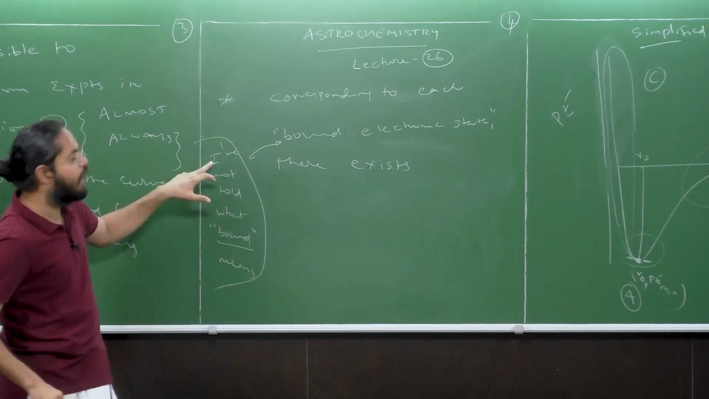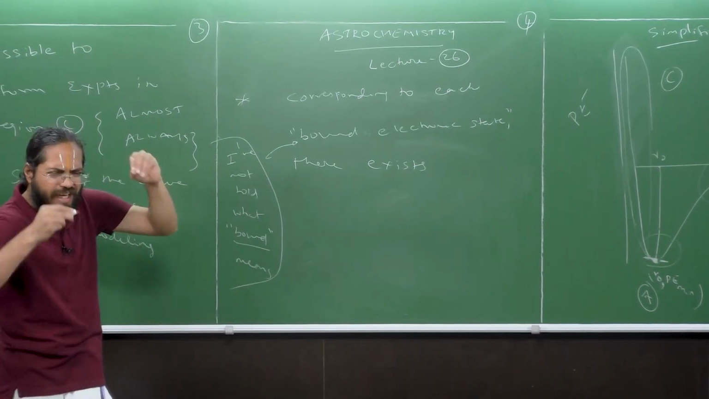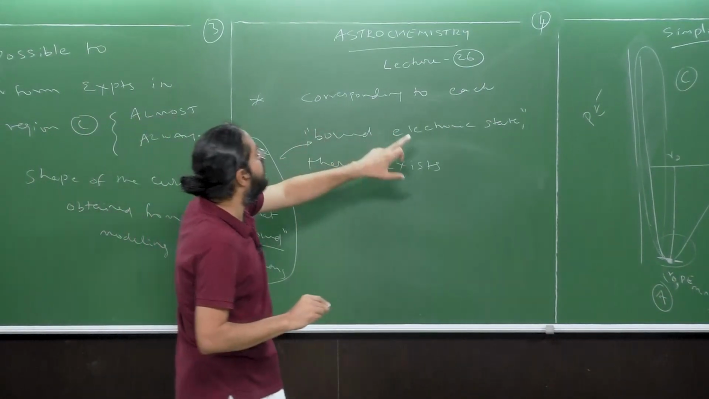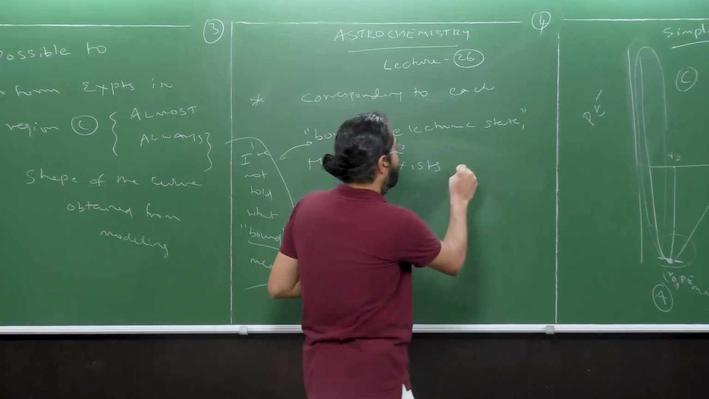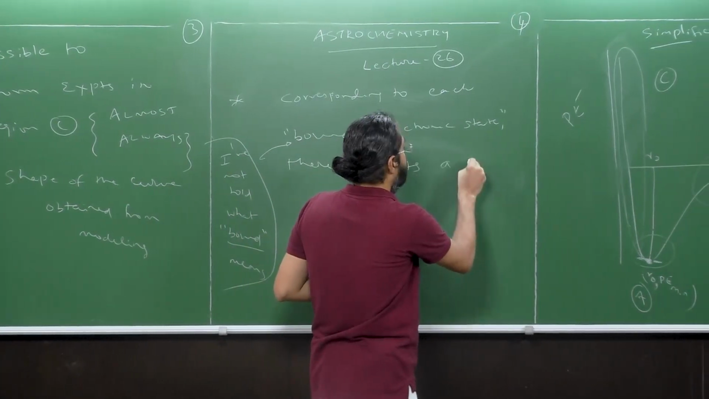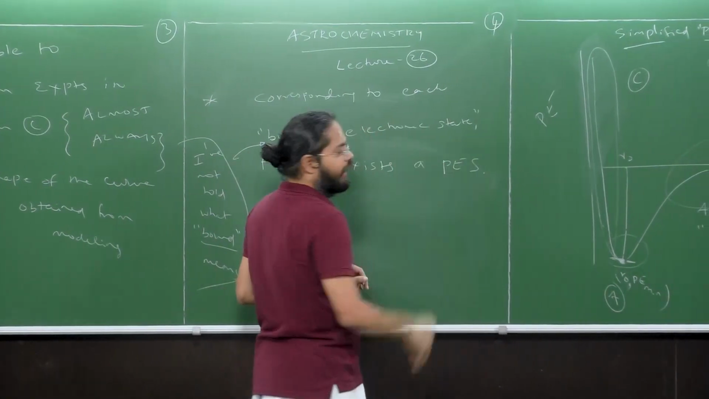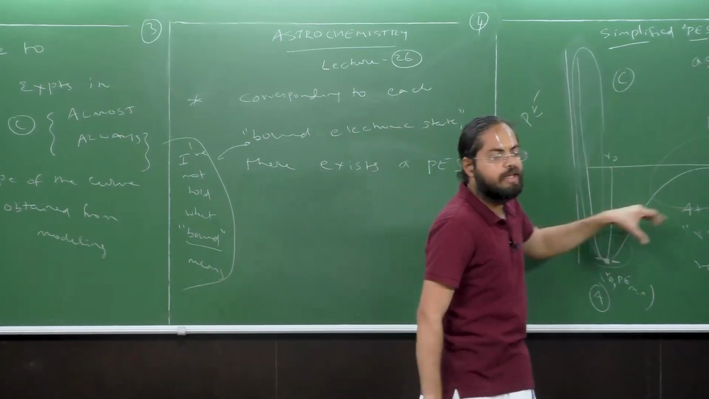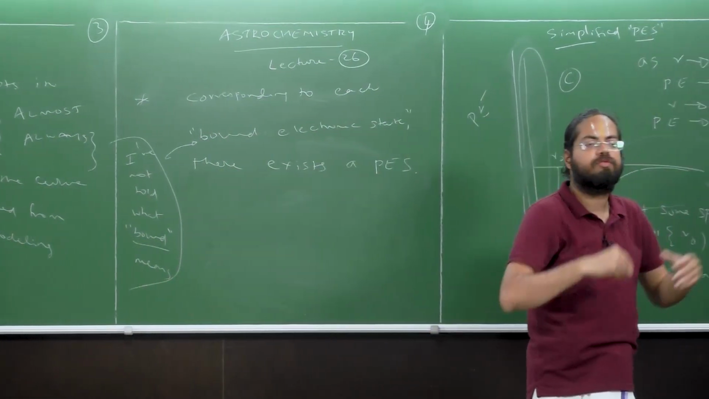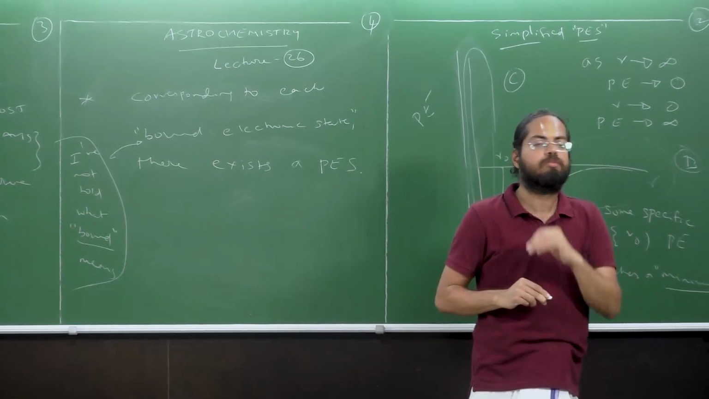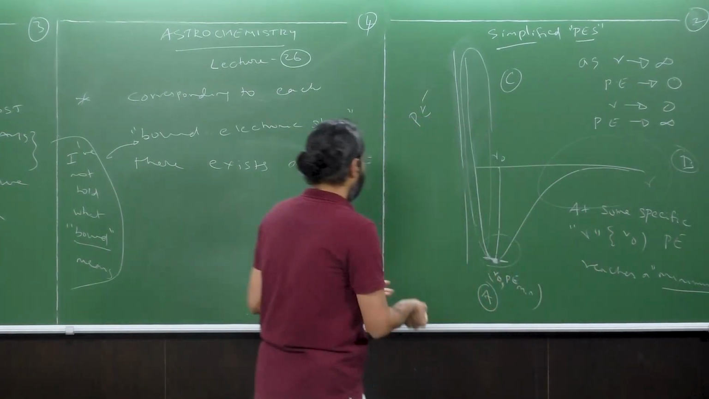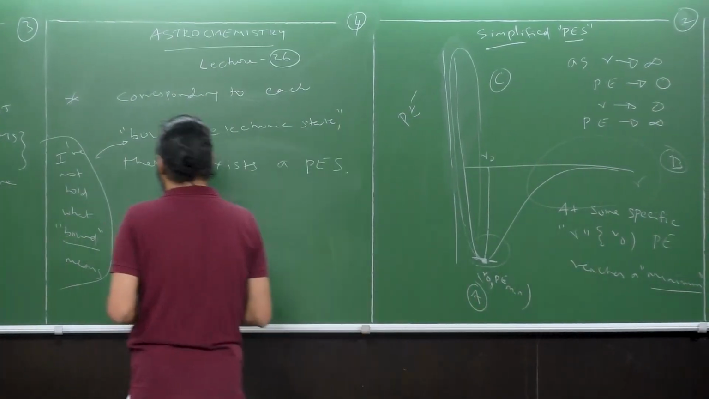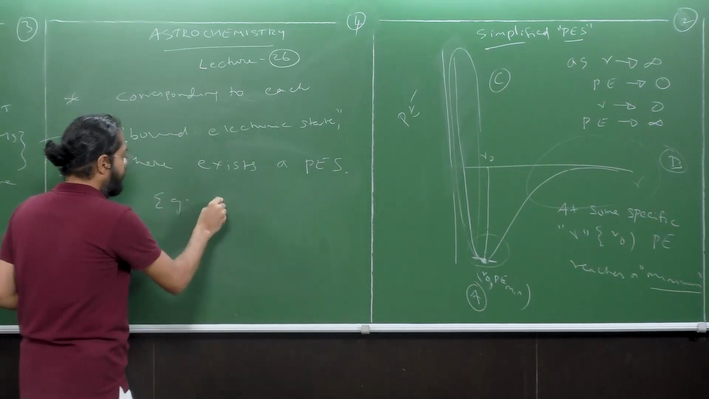So please note, I've not told what bound means. Just take the word bound. Corresponding to each electronic state, there exists a PES, right? In other words, this PES will be clear if you consider the example of a hydrogen molecule.